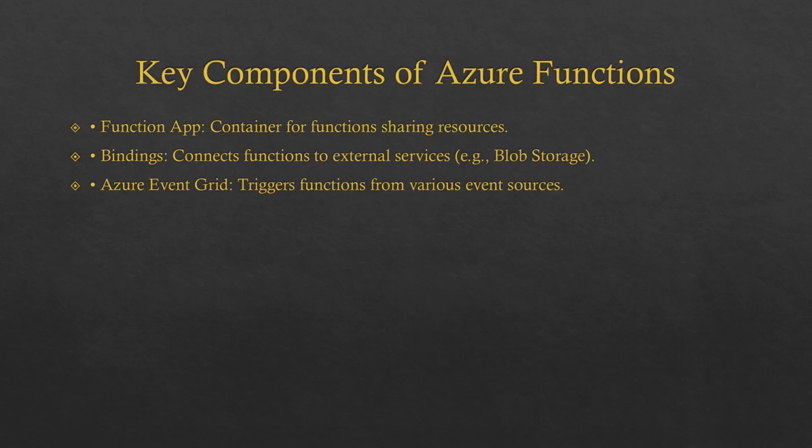Azure Functions consists of function apps, which are containers for your functions, bindings that connect your functions to external services like blob storage, and Azure Event Grid, which can trigger functions based on various event sources.